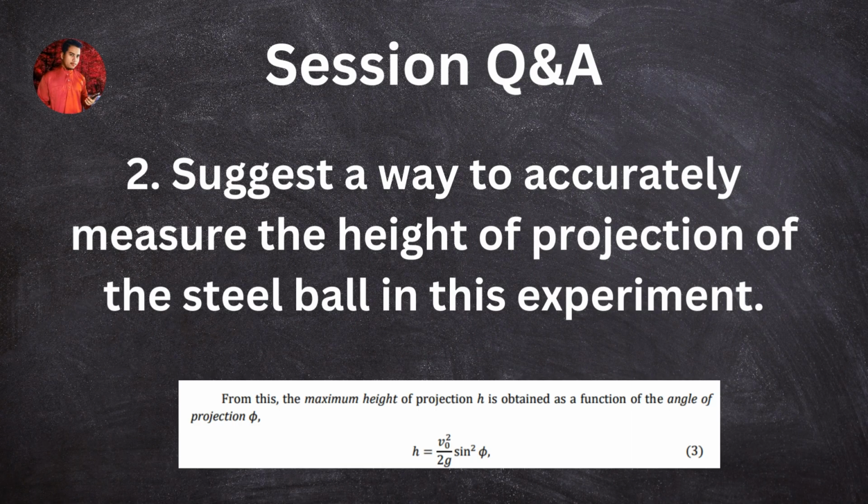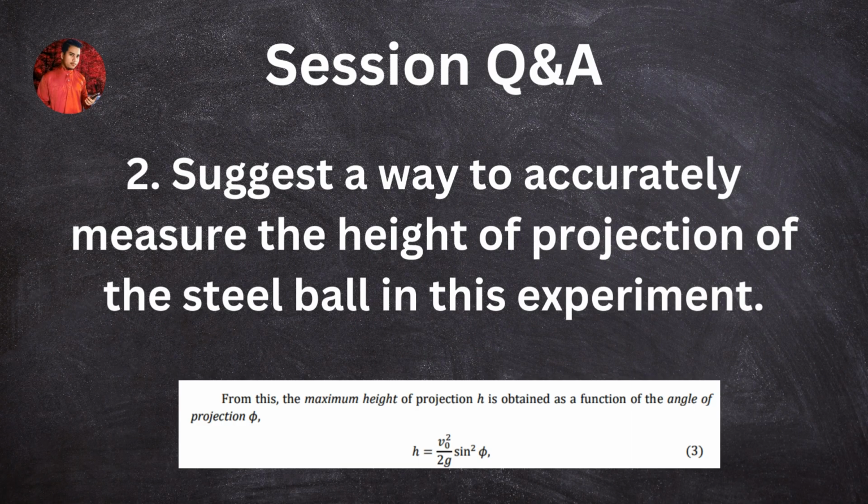Alright, so the second question is, suggest a way to accurately measure the height of projection of the steel ball in this experiment. So, I believe that a way to measure the height of projection of the steel ball more accurately is by using the formula for the maximum height of projection h as a function of the angle of projection theta. The formula is h equals v naught squared over 2g times sine squared theta. This will solve this problem.